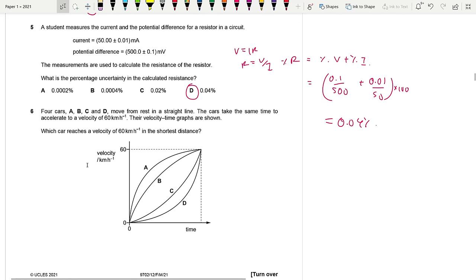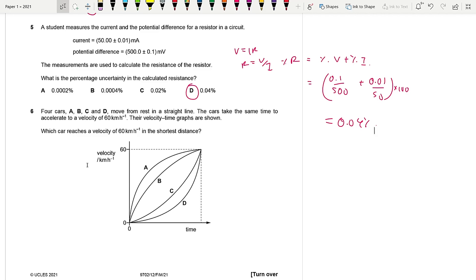Moving on. 4 cars A, B, C, and D move from rest in a single line. The cars take the same time to accelerate to a velocity of 60 km per hour. The velocity time graphs are shown. Which car reaches the velocity of 60 km per hour in the shortest distance? Okay, so they take the same time to accelerate to a velocity of 60. Which car reaches a velocity of 60 km per hour in the shortest distance?